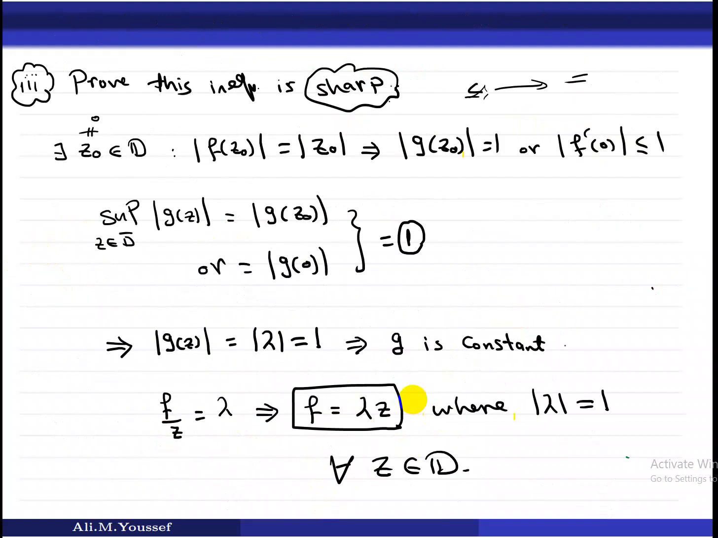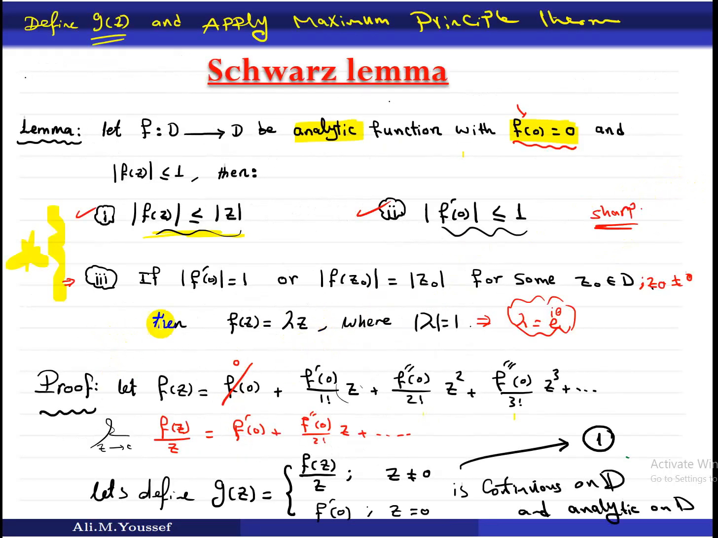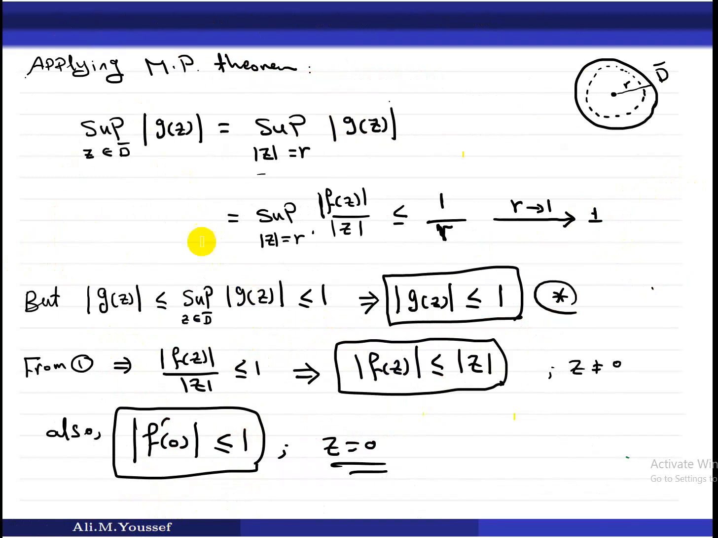Let's see, I will copy it and we'll go back. So I'll copy it. Here, this is the first step: define the Taylor expansion, define g of z. And after that, use the maximum principle theorem to conclude what the Schwarz lemma is for this case.